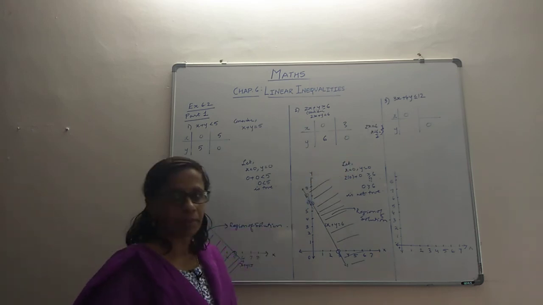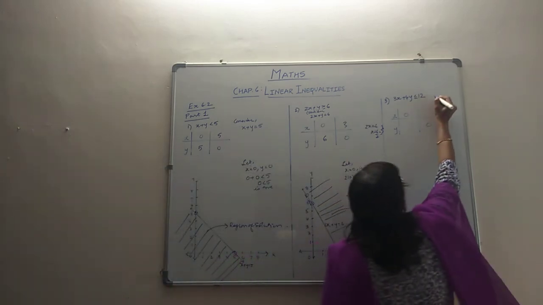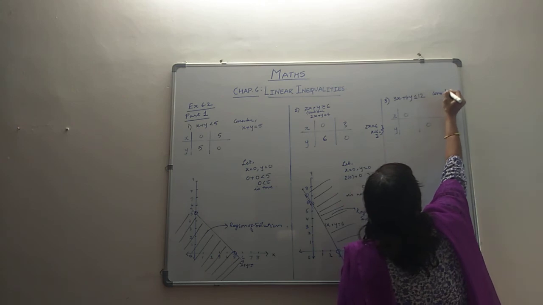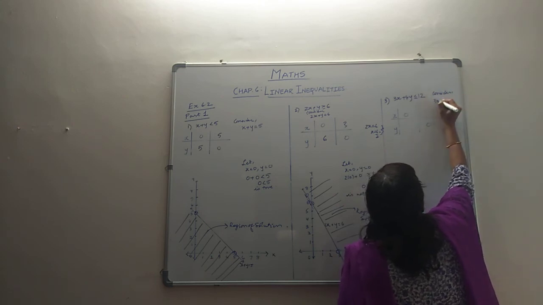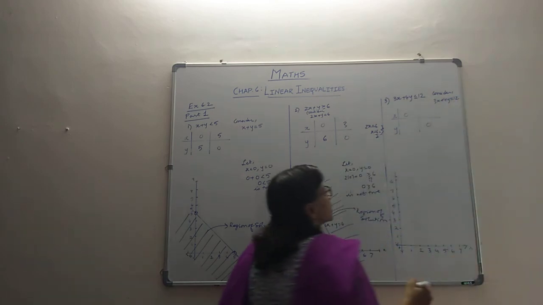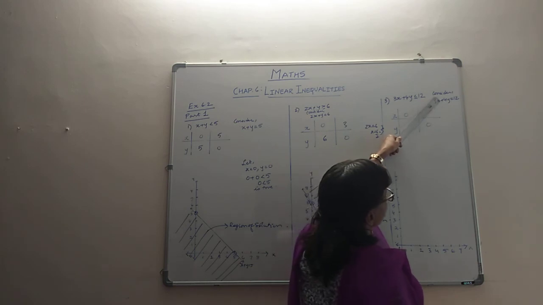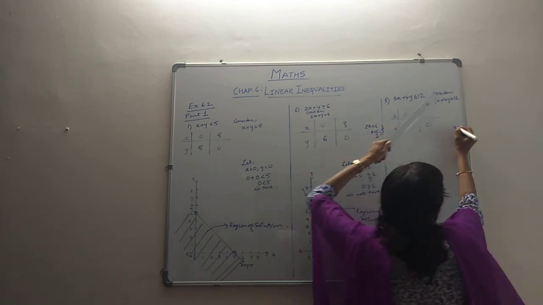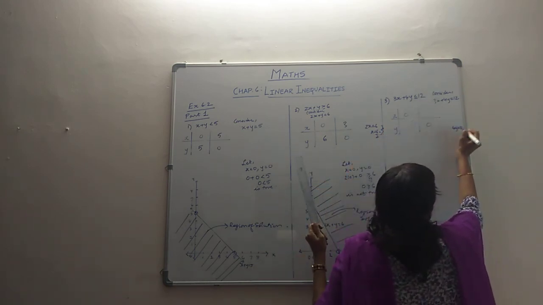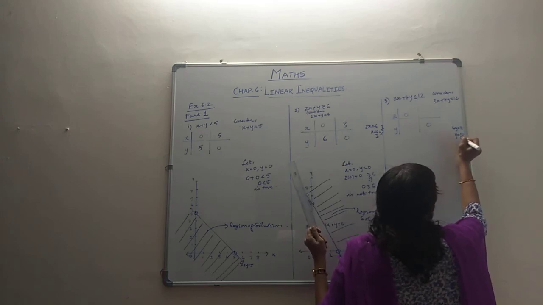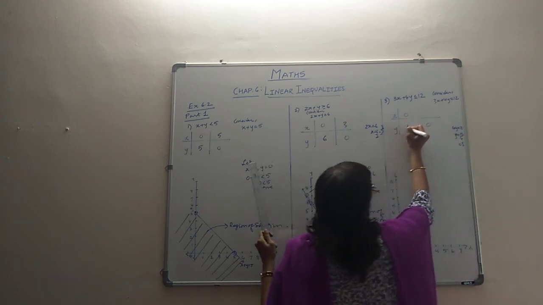Quickly move to problem number 3. There also we do the same. We will first consider 3x plus 4y equal to 12. For getting the values easily, first we make x as 0. So you get 4y equal to 12. Now if 4y is equal to 12, then y is 12 by 4, which is 3. So you get y as 3.